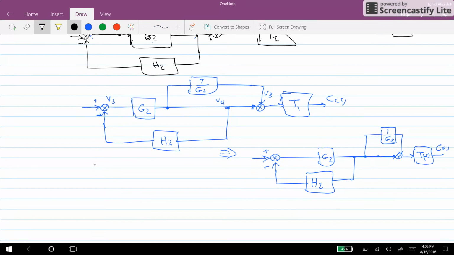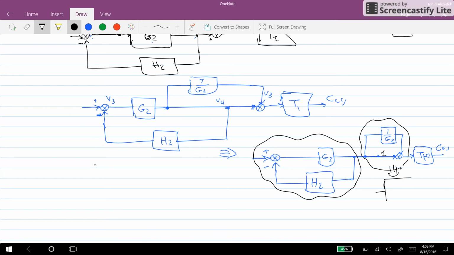Now what we have here is that these two can be combined with each other, and these two can be combined with each other. These are parallel to each other, 1 over G2 and here we have 1. So the resulting transfer function will be 1 over G2 plus 1. And here for these two, the resulting transfer function will be equal to G2 over 1 plus G2 H2.